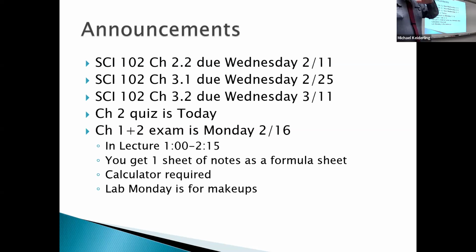The exam will be in lecture from 1 to 2:15. There is a lab scheduled, but we will not be doing a lab unless you have a lab you need to make up. You can do makeups then. Much like quizzes, you get one sheet of notes for reference, and a calculator will be required.